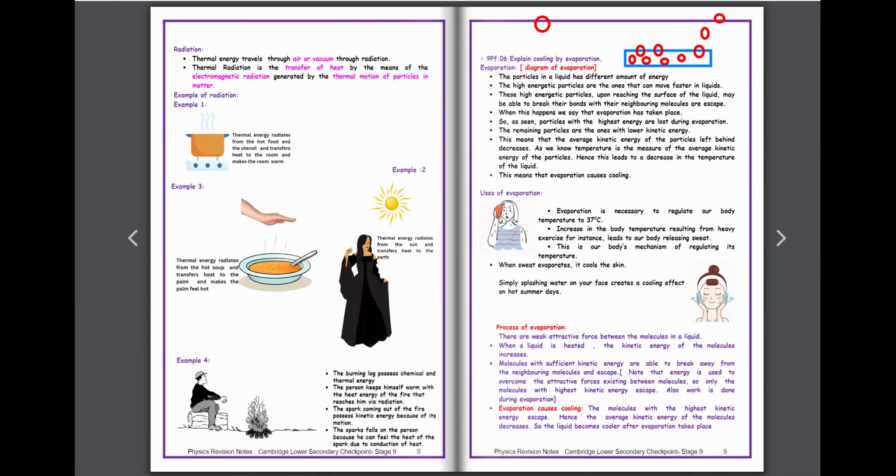So actually, when we say evaporation occurs, that means some of the liquid is changing into vapor. Okay, so which particles are able to break their force of attraction or break their bonds from the neighboring particles? Only the particles that have a greater amount of kinetic energy. Those are the ones that are able to escape. So during evaporation, the particles with the highest kinetic energy are involved. So what happens to the other particles?